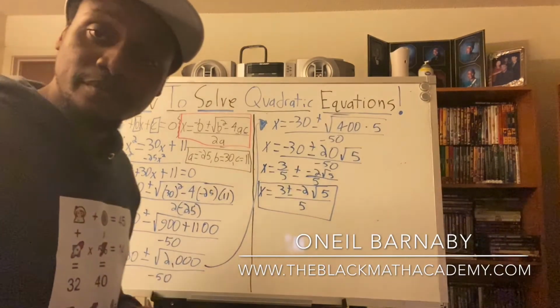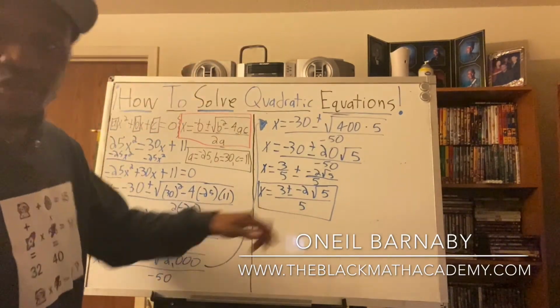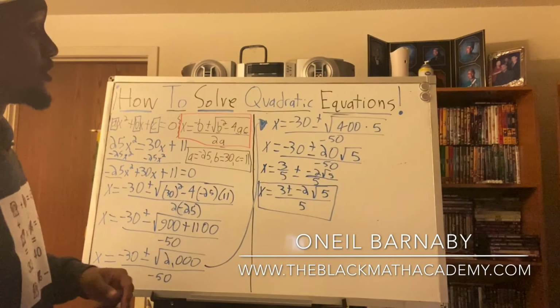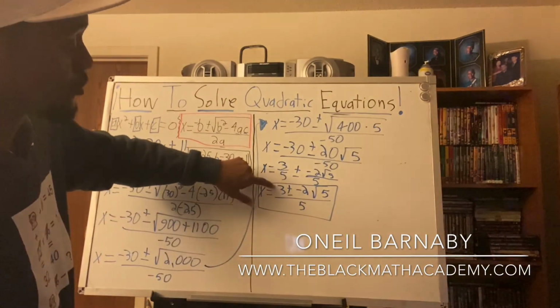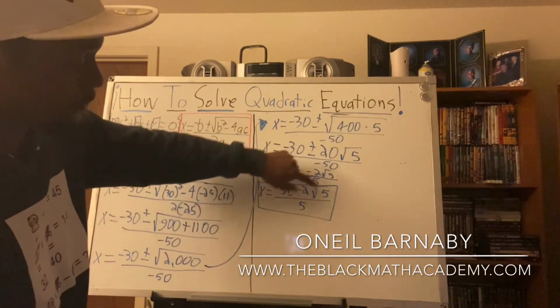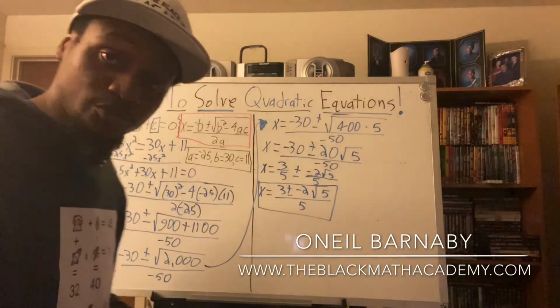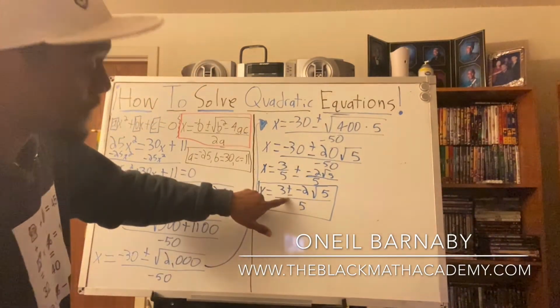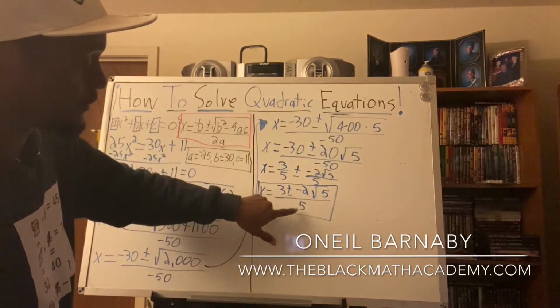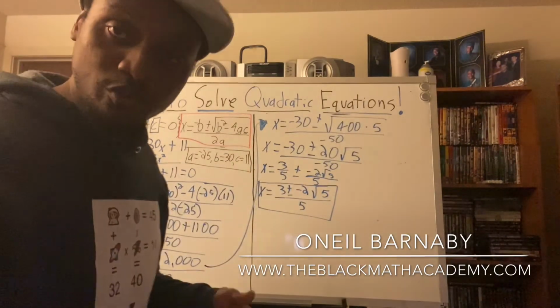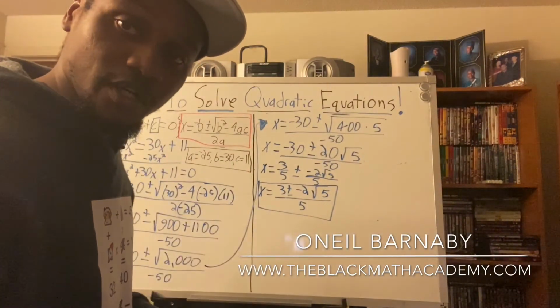So if you don't know, this is actually two solutions. One of them is 3 plus 2 root 5 over 5. The other solution is 3 minus 2 root 5 over 5. And those would be the two solutions to this equation.